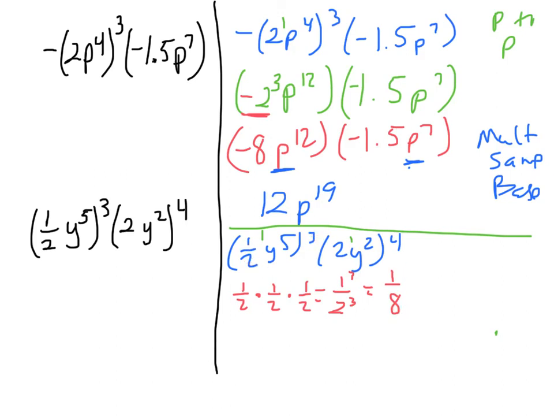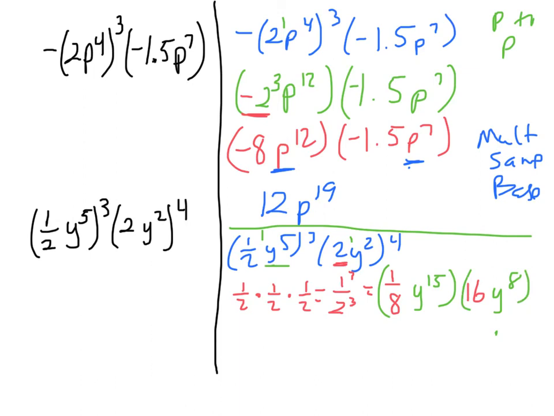Now I'm going to do my variable. So that is y to the 15th, and that's that first one. Now I'm going to do the same thing on the second one over here. So the second one, that gives me 2 to the 4th. Actually, I'm going to go ahead and multiply that out. So 2 to the 4th gives me 16, and then y to the 8th.